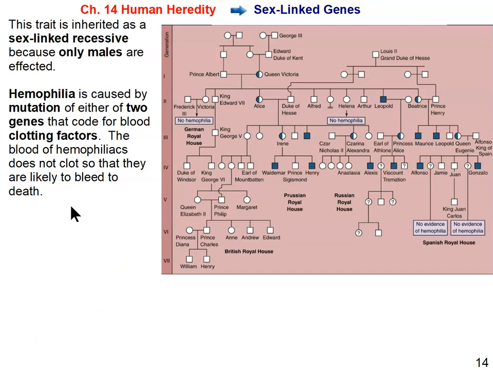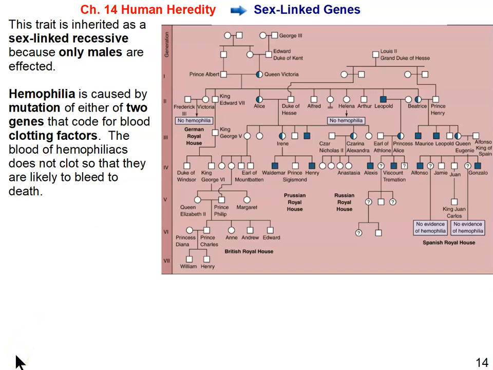So just like color blindness is caused by any one of 3 genes, hemophilia can be caused by any one of 2 genes that code for blood clotting factors. So if these blood clotting factors are not functioning or not present in the blood, then that means the blood will not clot, and therefore you can bleed to death just from a small cut. These people also bleed or bruise easily, and they can also experience internal bleeding that can cause them to bleed to death internally.